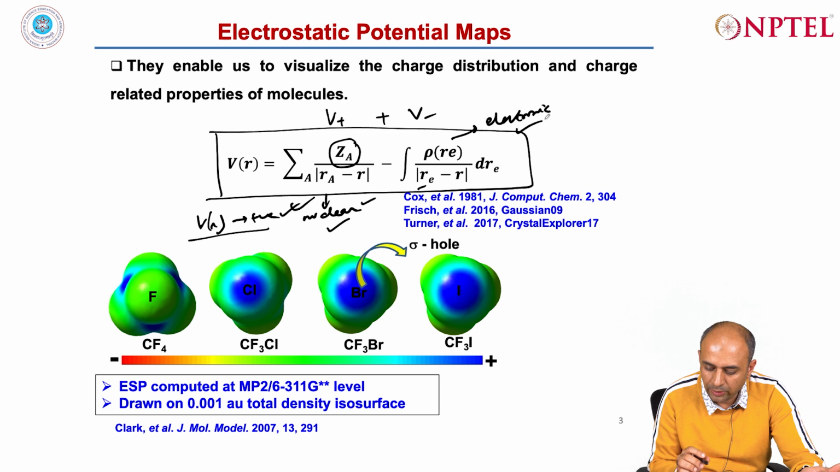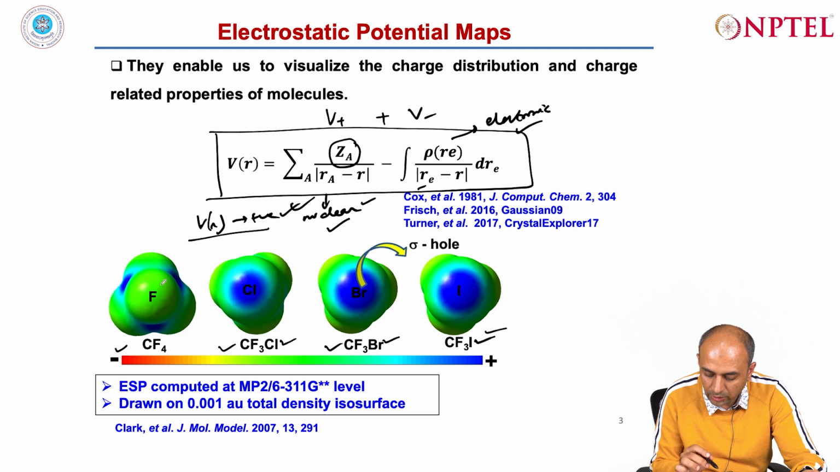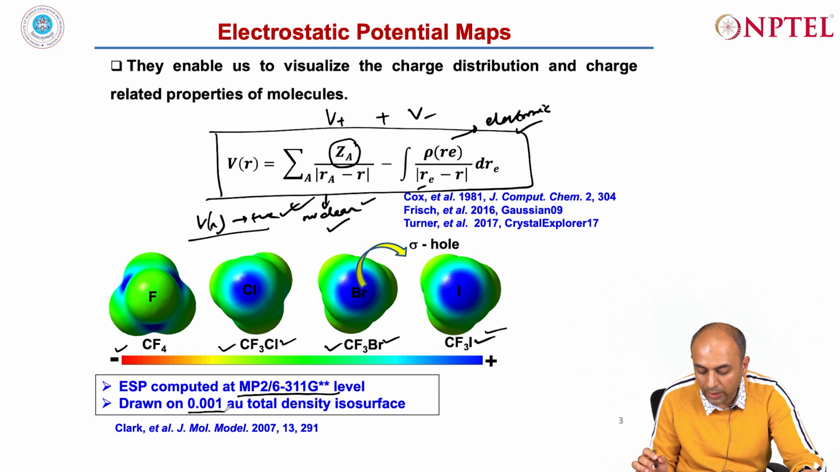So keeping this viewpoint in mind, now let us systematically see 4 different compounds: CF4, CF3Cl, CF3Br and CF3I. And what we have done is replaced one fluorine with a chlorine atom, then with a bromine atom, and then with an iodine atom. And we are now looking at the electrostatic potential which has been computed at this particular level of calculation. We are not interested to know the details of this, but this is for information, and this is drawn on the 0.001 atomic unit electron density isosurface, where essentially the electron density has tapered to 0.